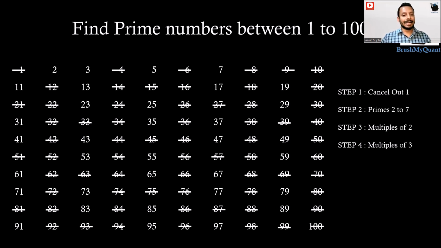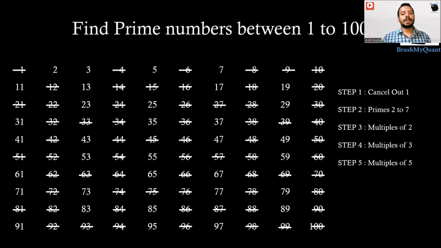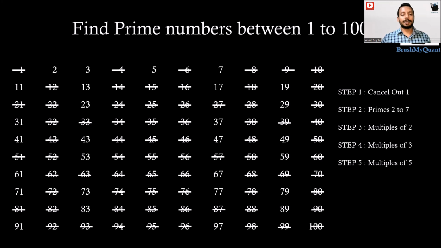Now let's take the next prime number, which is 5, and cancel out all multiples of 5 except 5. If we do that, then these are the remaining numbers which we have. Let's go forward and take all the multiples of 7 except 7. Now, once we cancel them out, these are the remaining numbers.